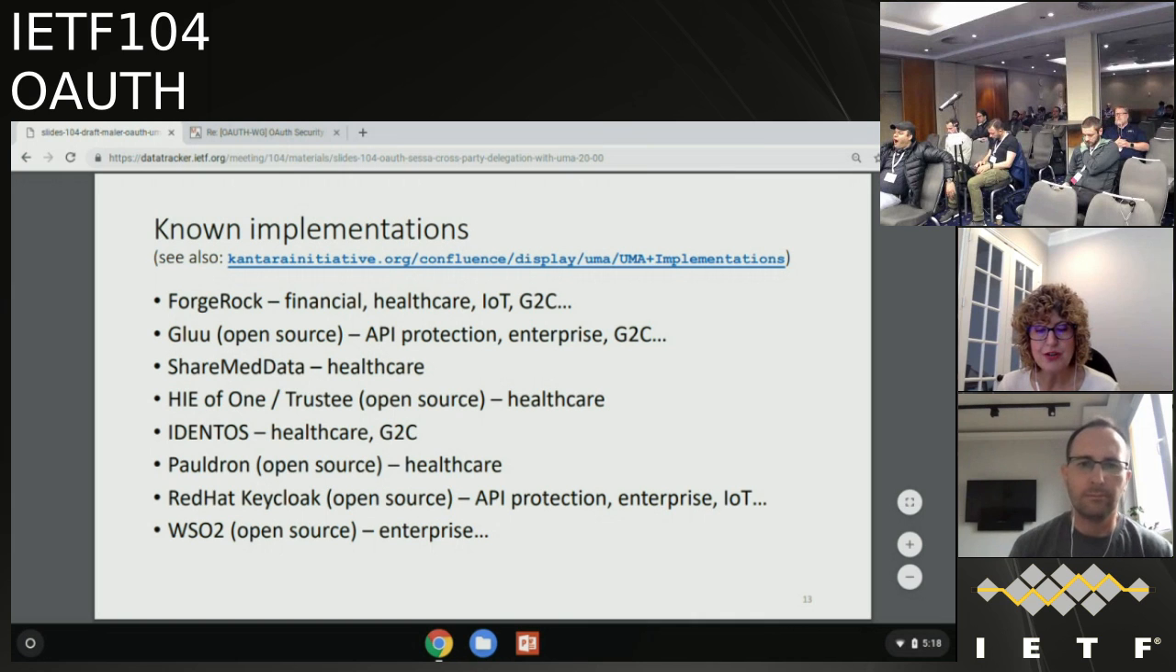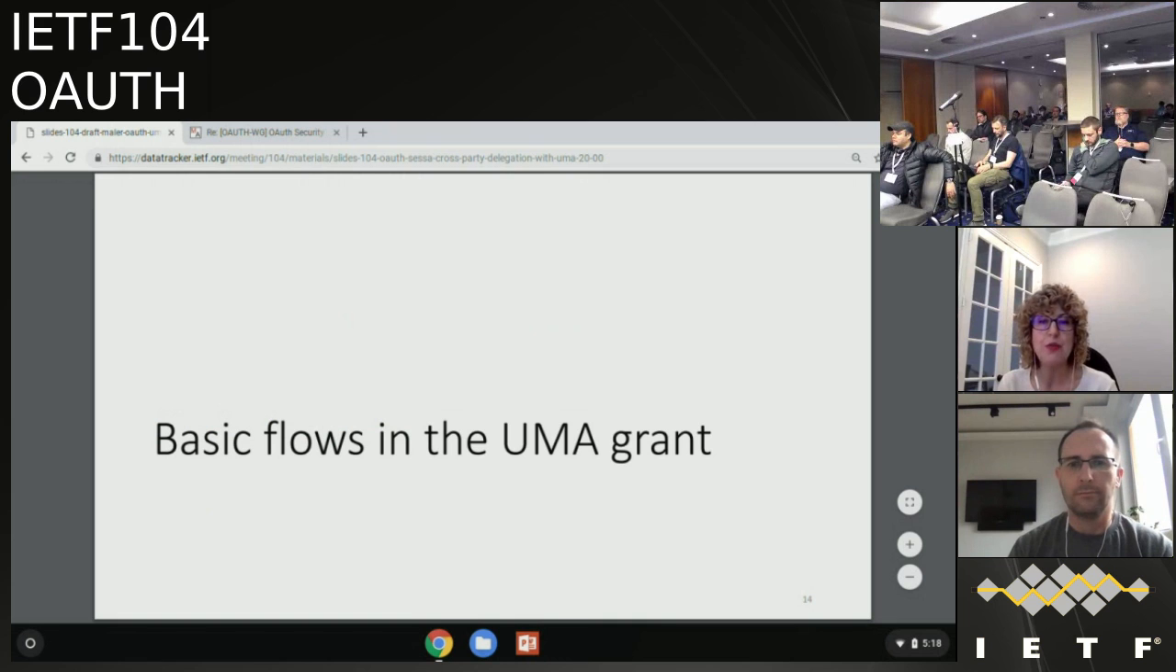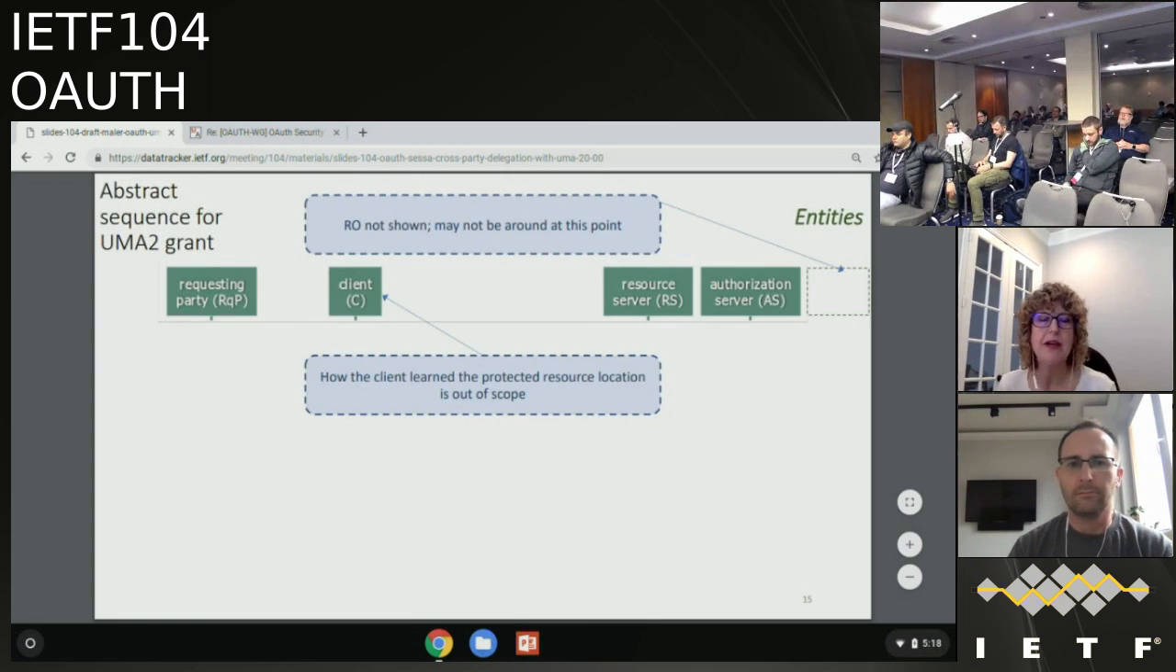Okay, so now we're going to change gears a little bit in the next section with basic flows in the UMA grant. So this is the UMA grant spec, which is kind of the major main spec. Abstract sequence for the UMA 2 grant. So we're just going to build on this swim lane as we go here. These are sort of the entities.